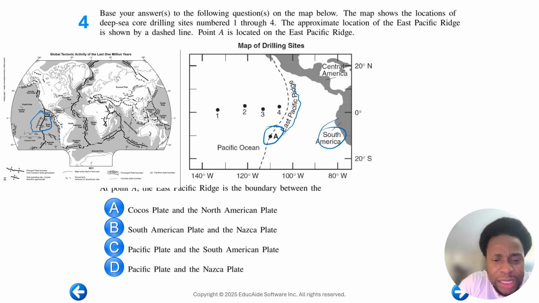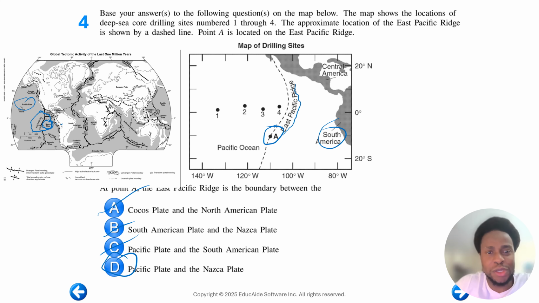So the question is asking that boundary is between what two plates? According to my ESRT page number 12, that plate boundary is between the Nazca plate and the Pacific plate. Cocos plate out, South American plate out, Pacific plate and Nazca plate. That sounds like my answer. Option D.